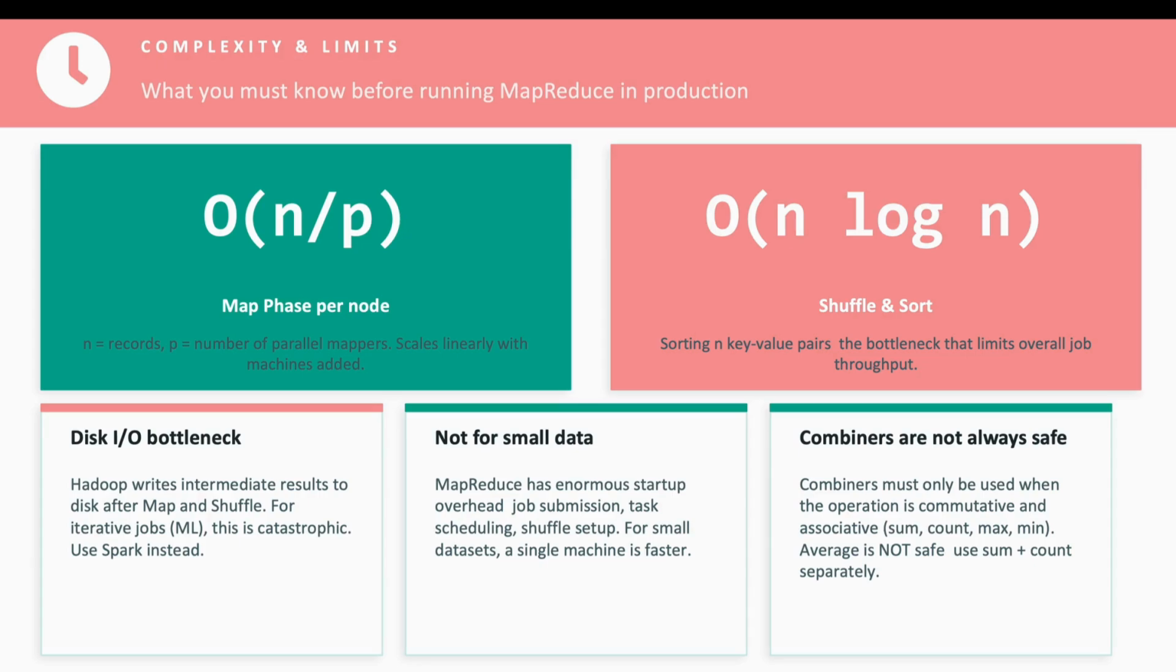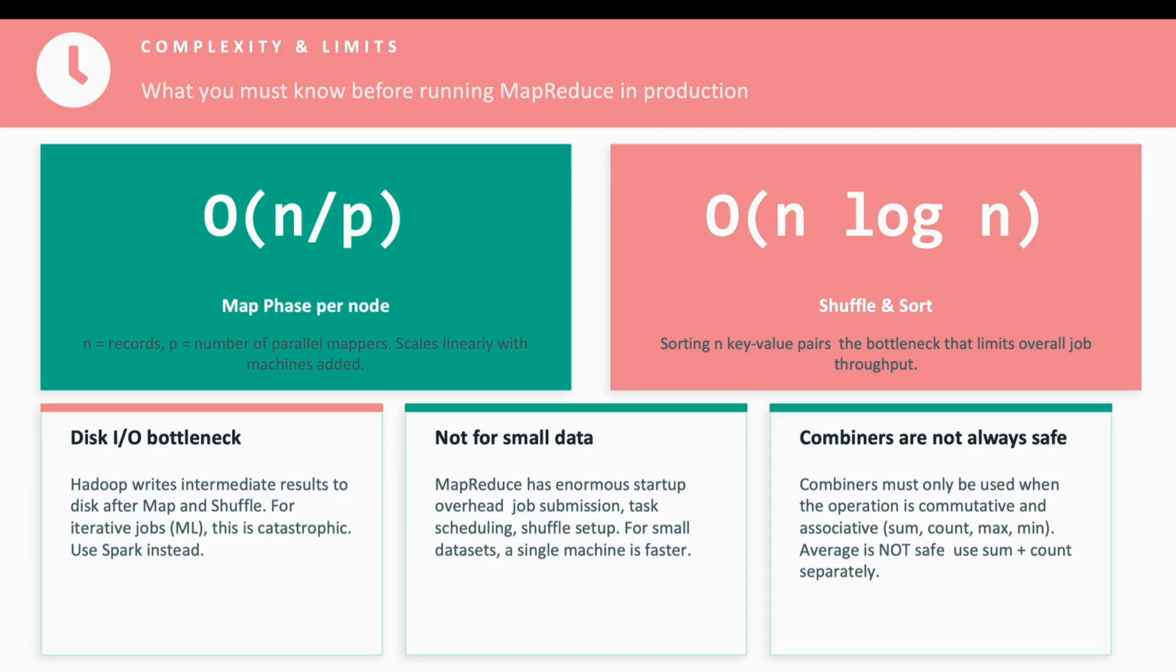We have three limits. Disk I/O is the bottleneck. Hadoop writes to disk after the map phase and again after the shuffle. If you chain multiple MapReduce jobs together, you read from disk and write to disk at every step. For iterative algorithms, this is catastrophic. Use Spark, it keeps everything in memory.